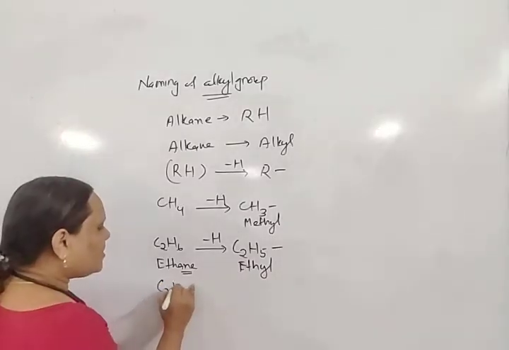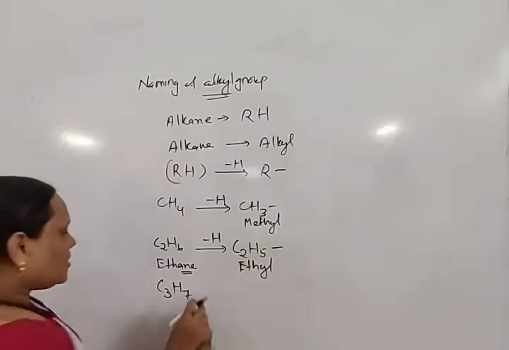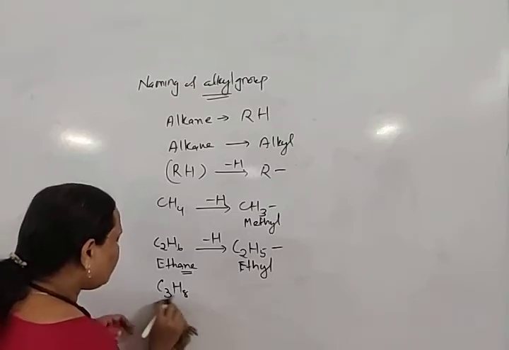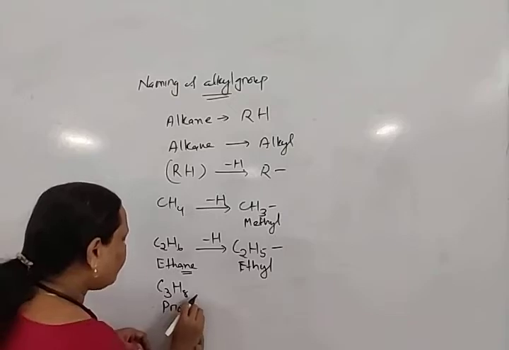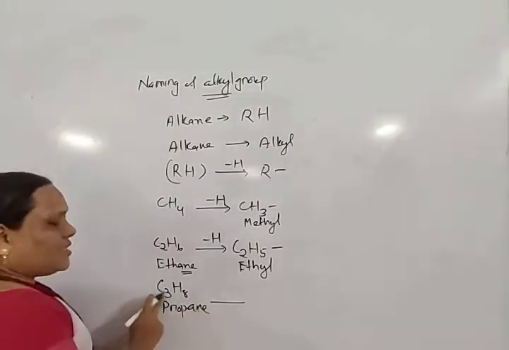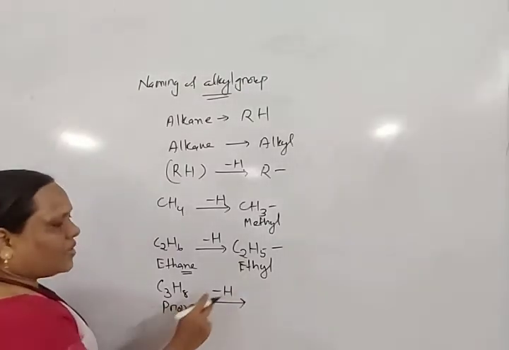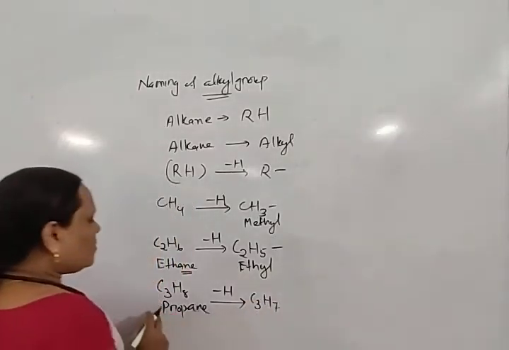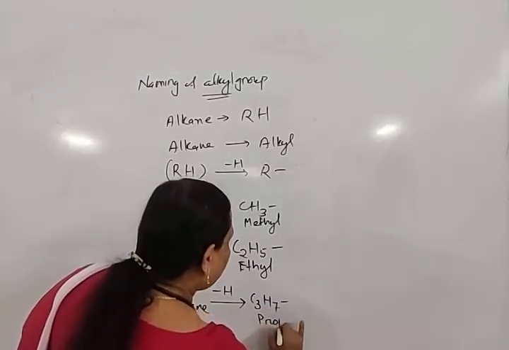Then C3H8. What is the name of this compound? This is propane. Spelling is very important. From propane, C3H8, remove one hydrogen. This is C3H7. So this group is known as propyl.